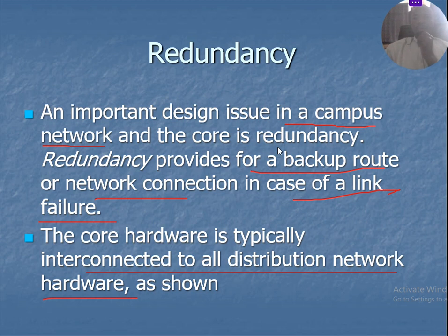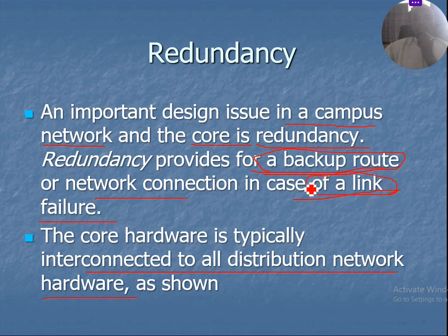Now let's move on quickly. Let's talk about redundancy in the core segmentation of the 3-tier architecture. Redundancy is an important issue when we are designing a campus network or an enterprise network. In the core segment, we must think about redundancy and find a way to solve that problem. Redundancy provides a backup route in case there is a link failure.